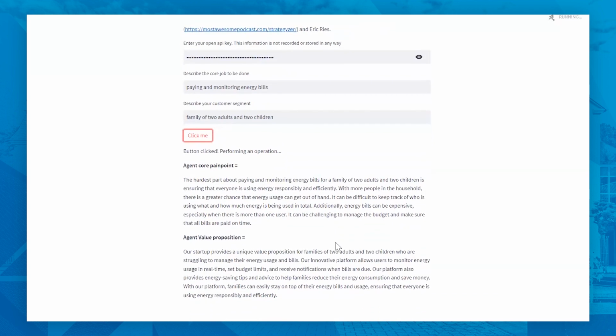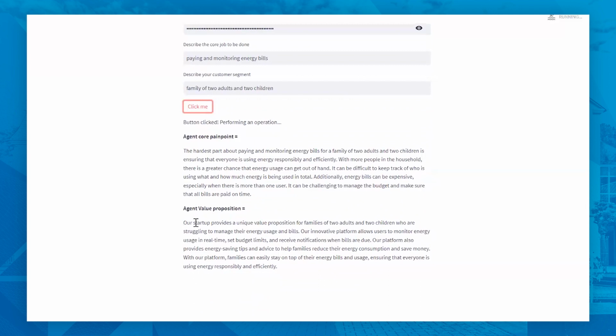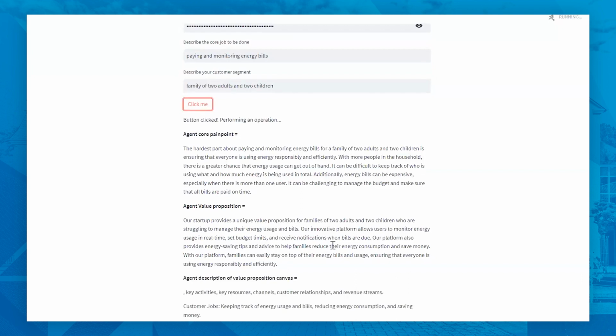Then you see it starts generating a solution. So it actually suggests what kind of startup you can create to solve this pain point. So it's about an innovative platform that allows users to monitor energy usage in real time, set budget limits, and receive notifications. So it has now automatically generated a solution.